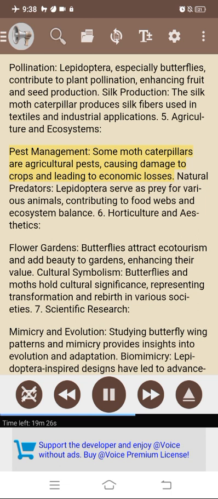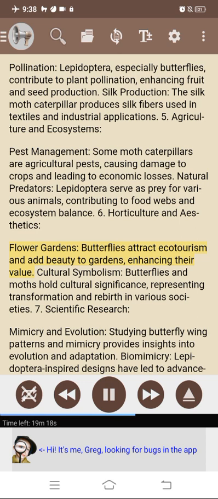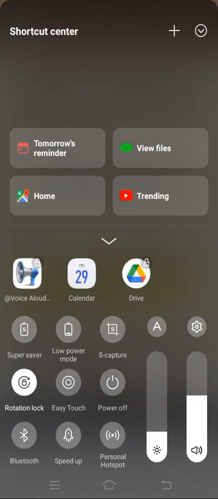Natural predators. Lepidoptera serve as prey for various animals, contributing to food webs and ecosystem balance. 6. Horticulture and aesthetics. Flower gardens. Cultural symbolism. Butterflies and moths hold cultural significance, representing transformation and rebirth in various societies.